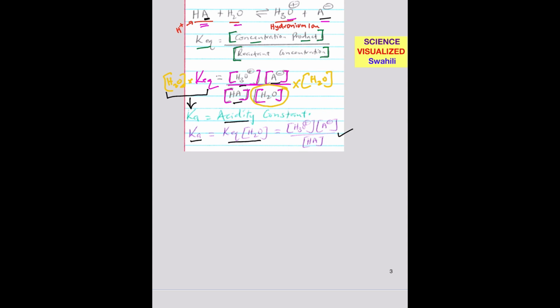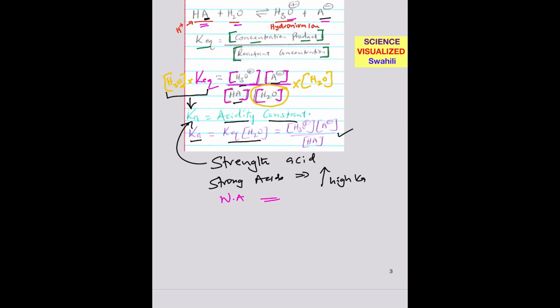So you have it here. Ka is called the acidity constant. It's a very important constant in organic chemistry because we can use it to measure the strength of an acid. Strong acids have high Ka. Weak acids, on the other hand, will have low Ka.